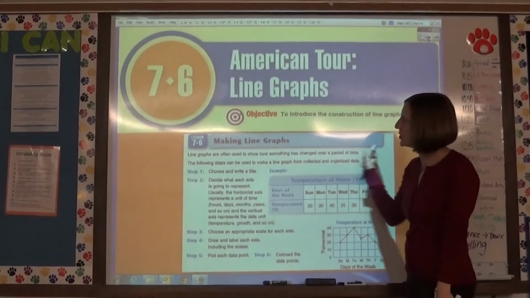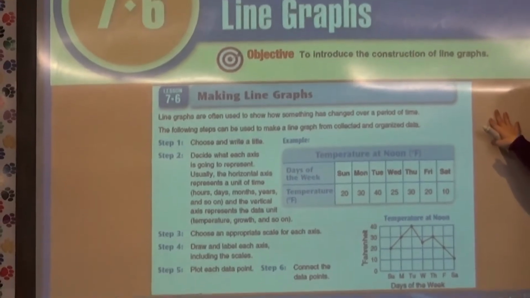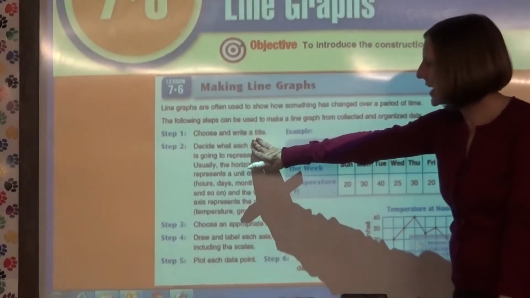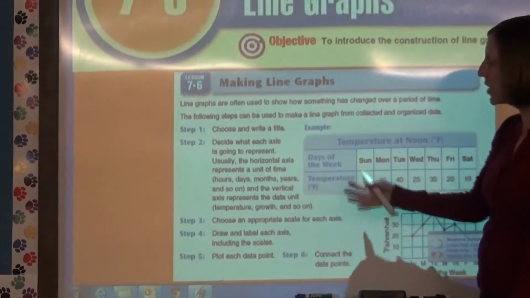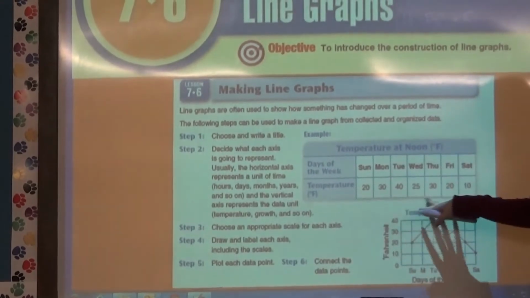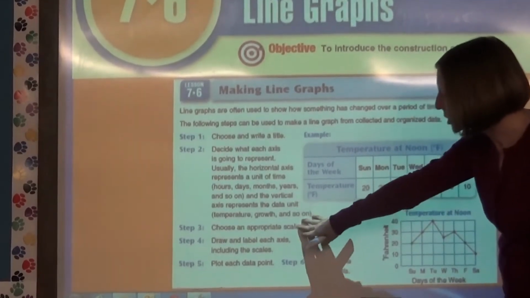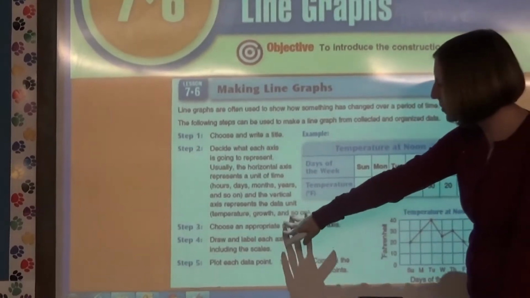So in your math journal, you have this great set of instructions that you need to follow when you make your line graph. Okay, you're going to choose and write a title. You're going to decide which axis is going to represent what information. Usually the horizontal axis is your time, days, hours, and then your vertical one will be the data that you're representing, so it could be temperature, growth.